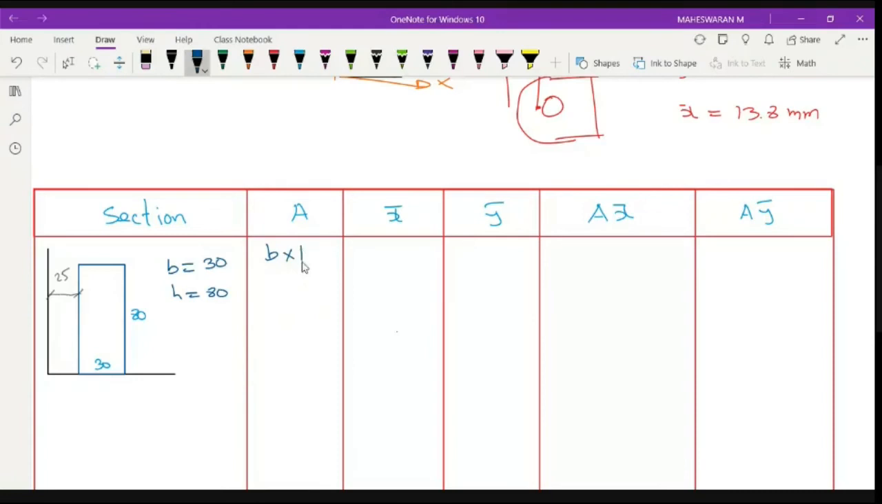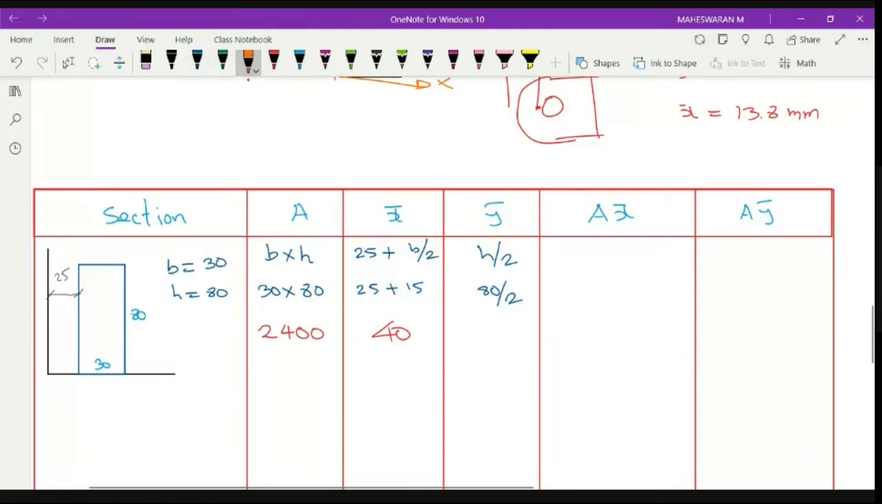Area is base into height, which is 30 into 80. So you'll get 2400. Next, X bar is the offset distance of 25 plus B by 2, which is 25 plus 15, so you are getting 40. Next, Y bar is H by 2, 80 by 2, so that is also 40.